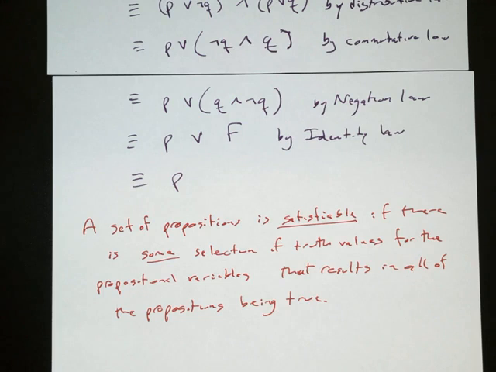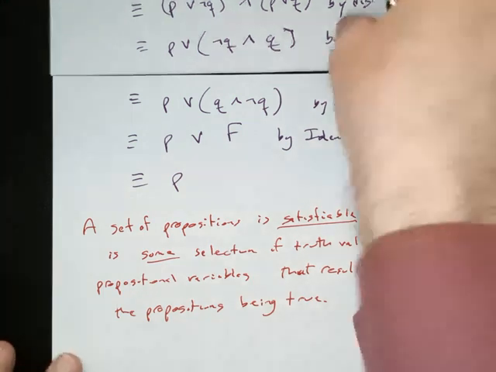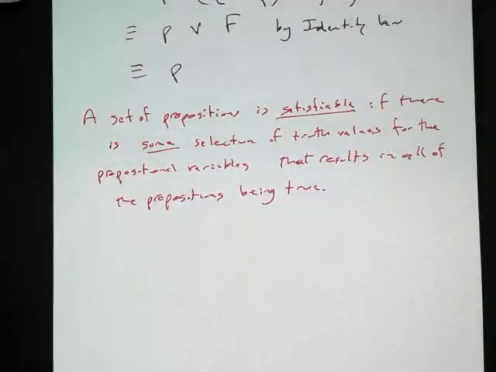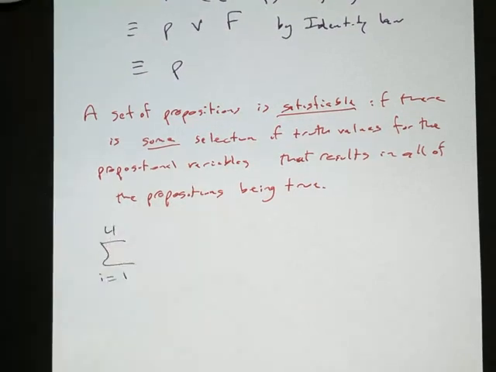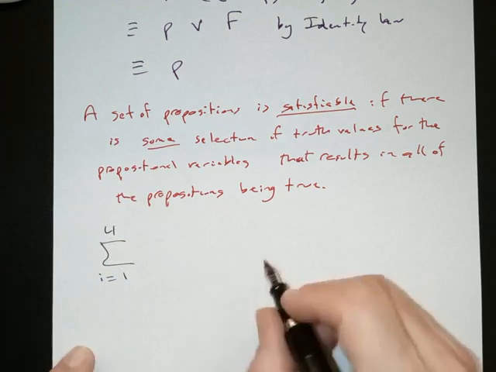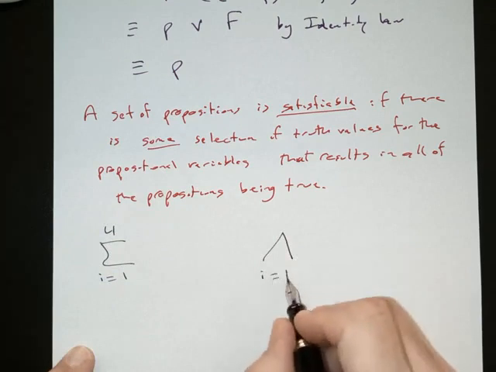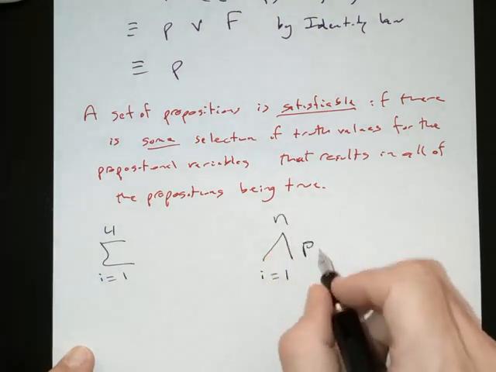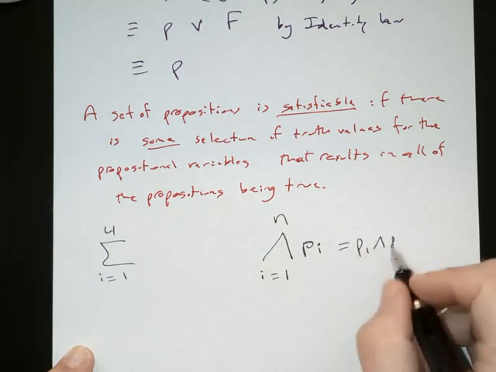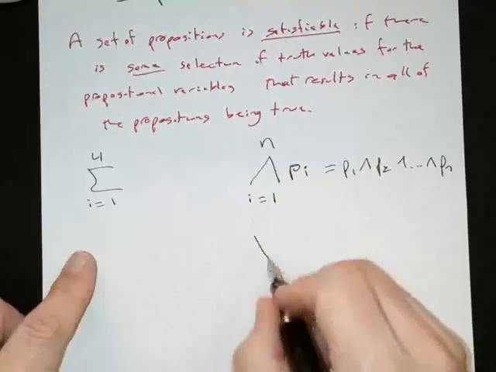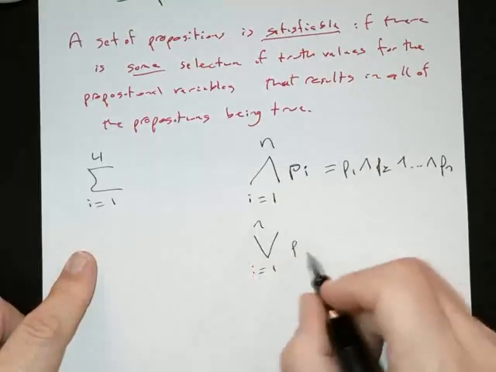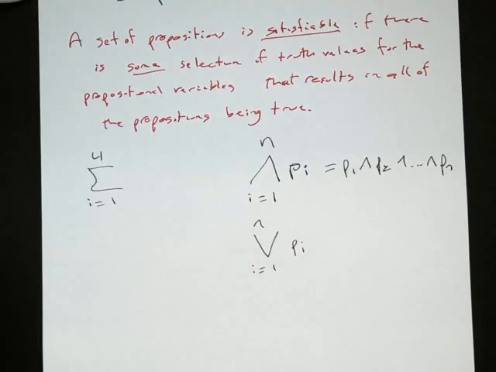A notation, those of you who took calculus, we talked about sums, right? And we talked about a sum like that, and that adds up the things number 1, number 2, number 3, number 4. I can and a bunch of propositions. That's P1 and P2 and all the way up to Pn. I can or a bunch of propositions the same way.